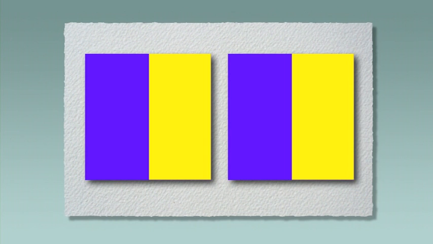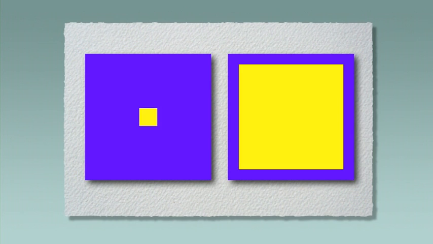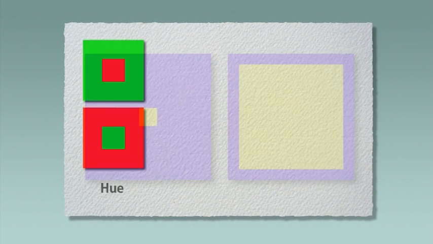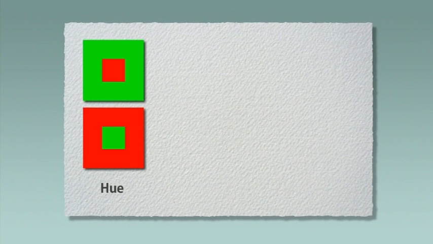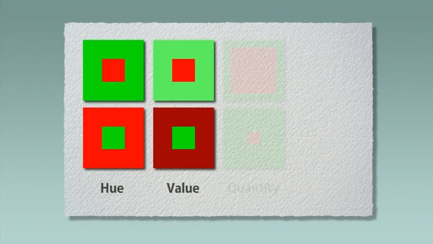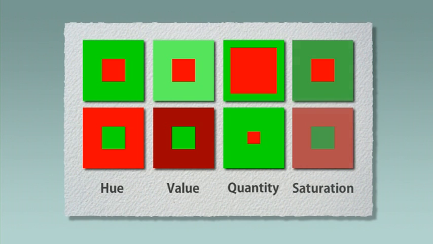Another factor to consider is quantity. Equal amounts of complementary pairing usually appear discordant, as can be seen in this yellow-violet pairing. When the size of the yellow is increased or decreased, the effect changes and can be more satisfying. As we have seen, the effect complementary pairs have on one another depends on the hue, value, quantity, and saturation of the colours. The most effective use of complementary colours in your painting will vary depending on these factors.